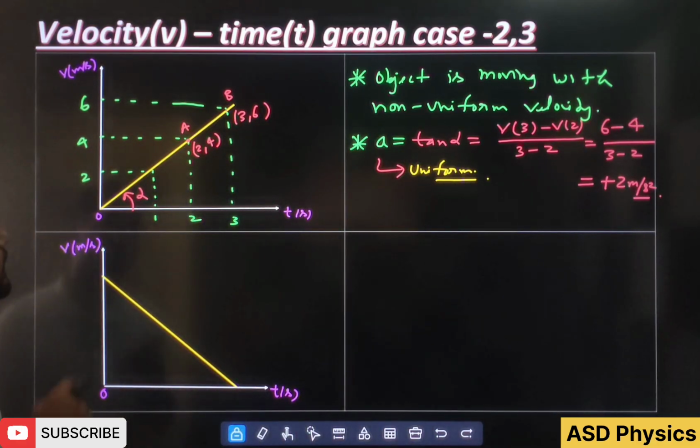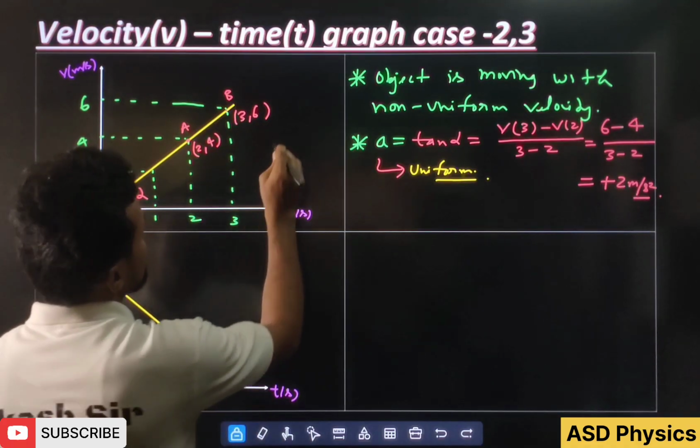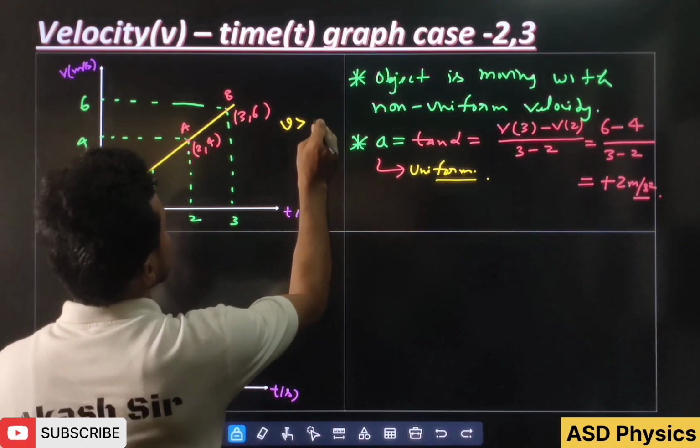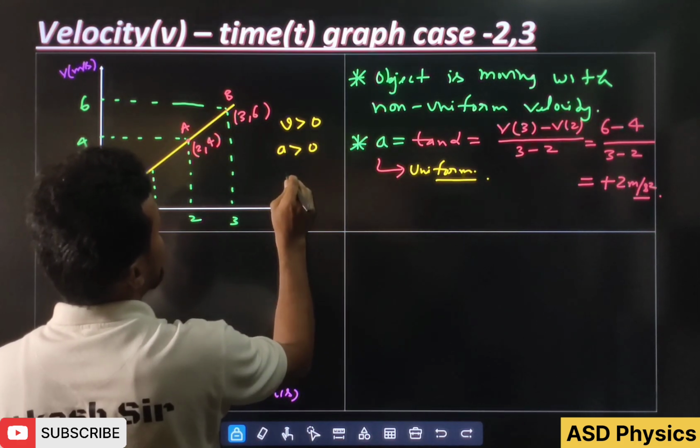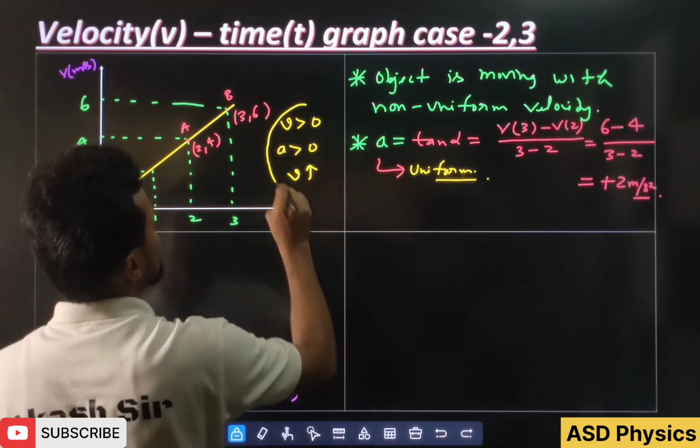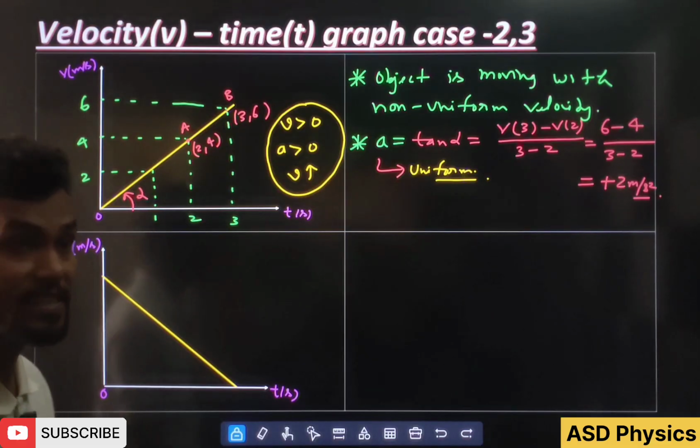One more thing you can see here, students: the velocity is greater than 0, and acceleration is also greater than 0. That means the velocity is increasing. This is the basic.